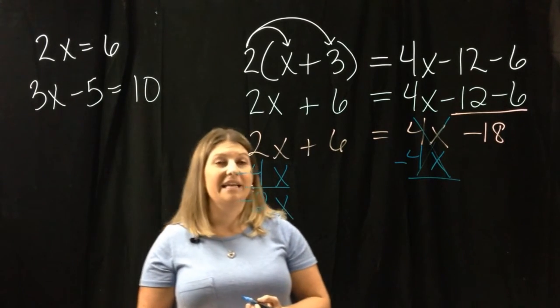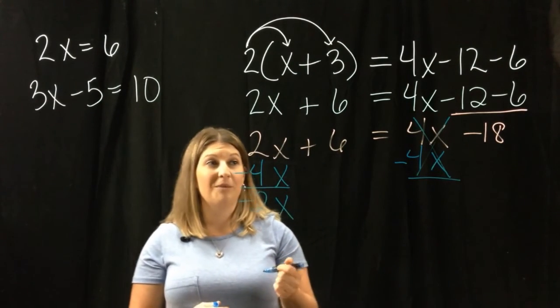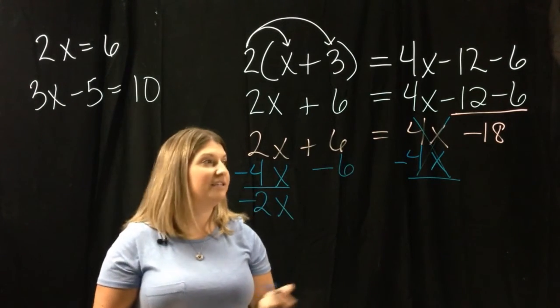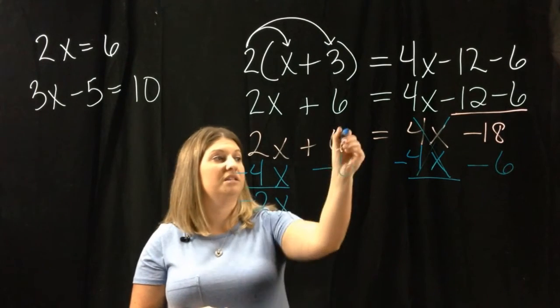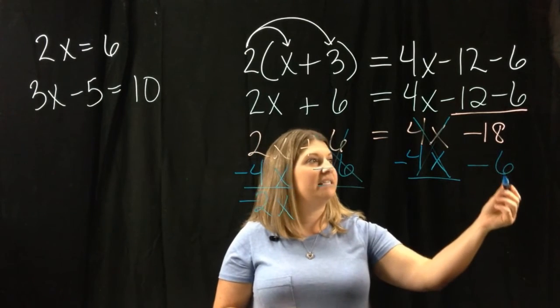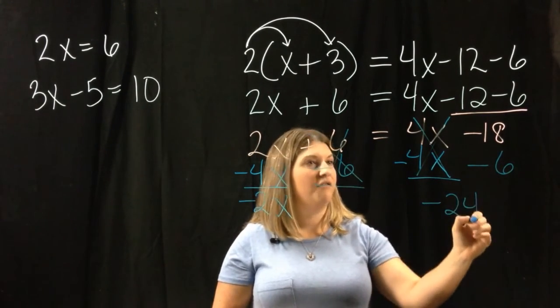The 6 and the 18 are like terms as well, and because I moved the variables to the left, I'm going to move the constant 6 to the right. I subtract because, again, I want to cancel that term. -18 minus 6 is a -24.